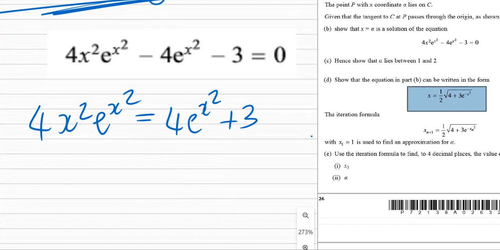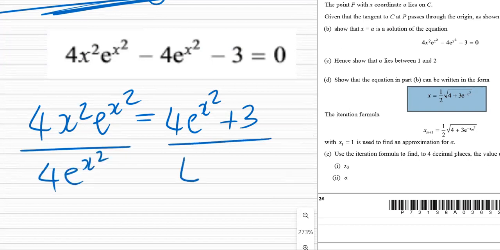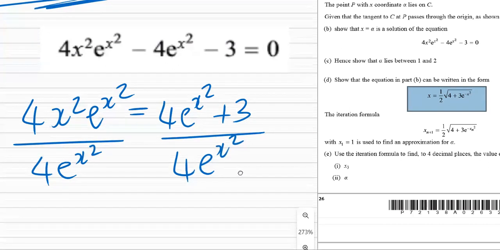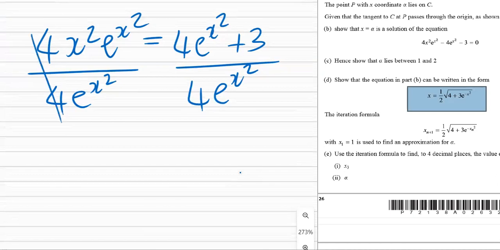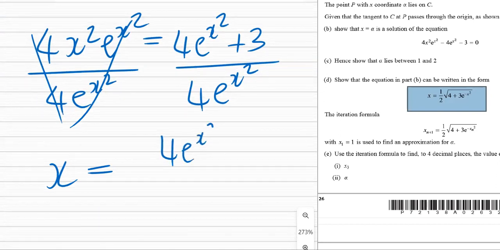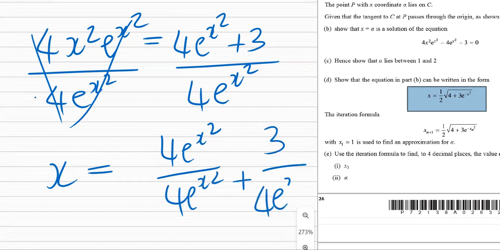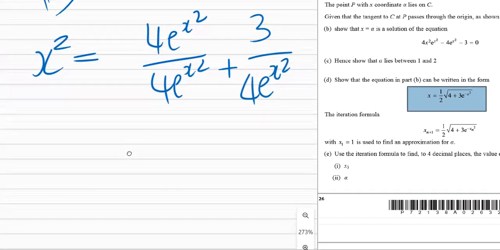Now we can just divide the x squared term by 4e x squared. What we do to one side, we do to the other. The 4s cancel out. Obviously the e x squared cancels out. We get x squared equal to 4e x squared over 4e x squared. I'm just splitting up the denominator. Oopsie daisies. This is x squared. Last step, just square both sides.